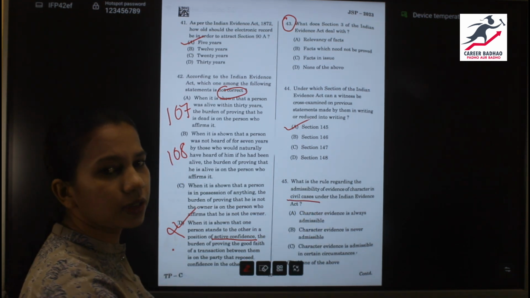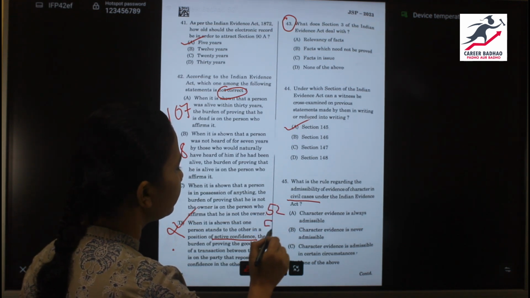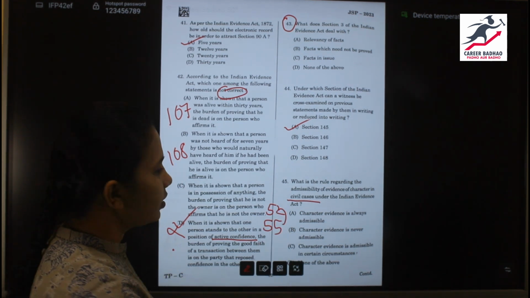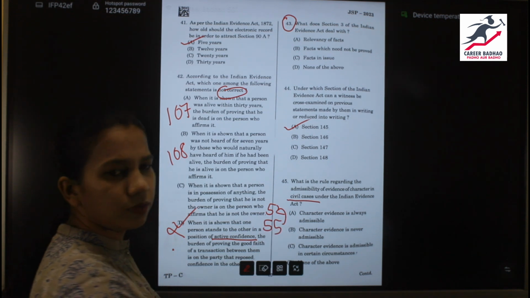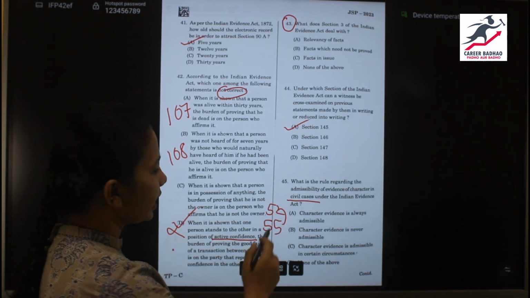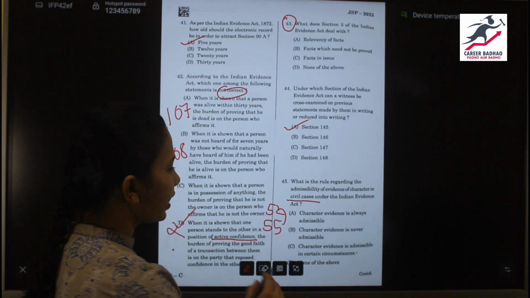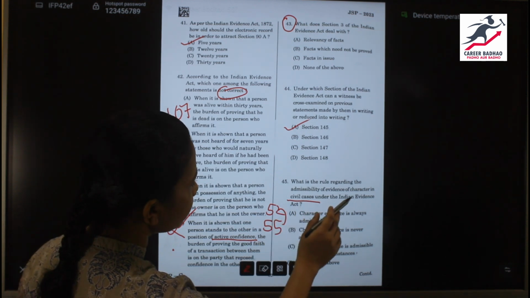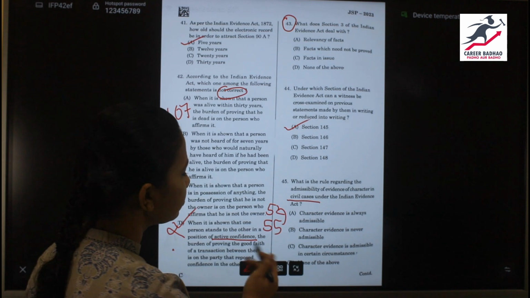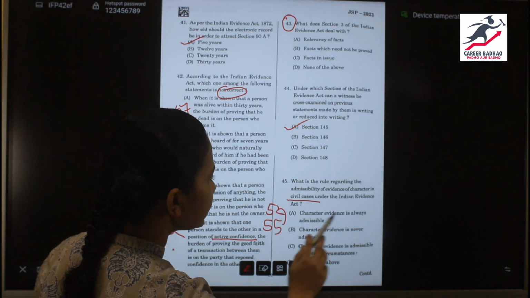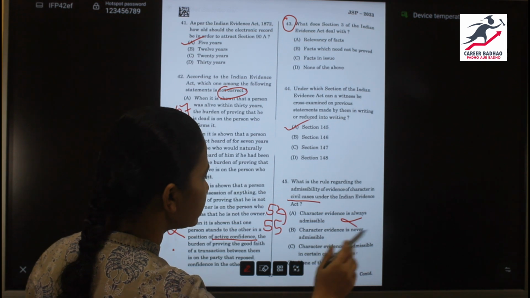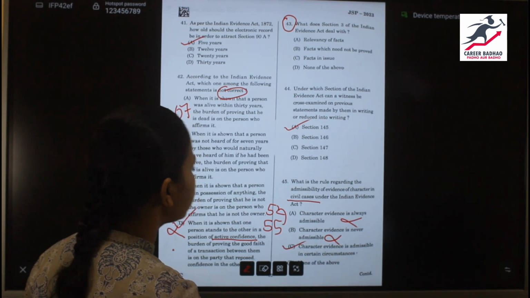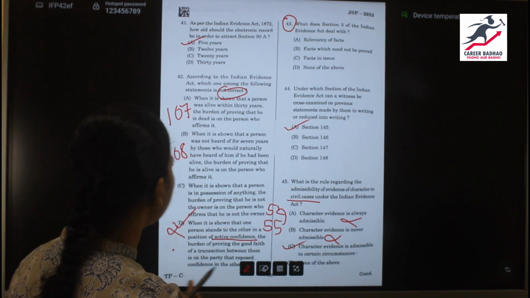It is with respect to civil cases. We all know that sections 52 to 55 of Indian Evidence Act deal with character evidence. So here 52 and 55 both deal with character with respect to civil cases. Under 52 we all know that character is irrelevant. However, under section 55 character for awarding damages is admissible. So here the options are: character evidence is always admissible, no. Character evidence is never admissible, no. Character evidence is admissible in certain circumstances, yes. So option C is the correct answer. Let's move to the other question.